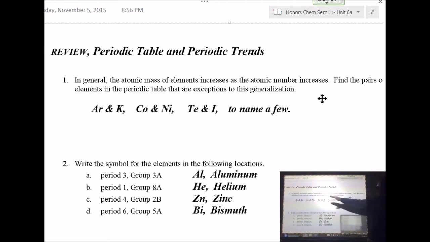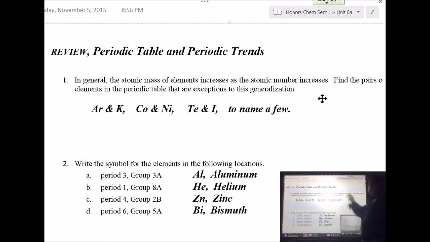Okay, so number one, it says in general, the atomic mass of elements increases as the atomic number increases. Because remember, Mendeleev initially set up his periodic table based on increasing atomic masses, where Moseley came along and said there are some discrepancies here. There are some things that don't follow the rules where everything in the same column has the same properties. So he said, if I put them in order according to increasing atomic number of protons, then those discrepancies went away.